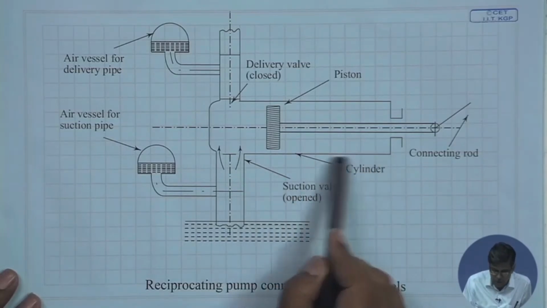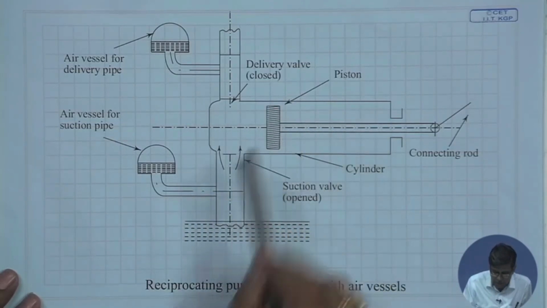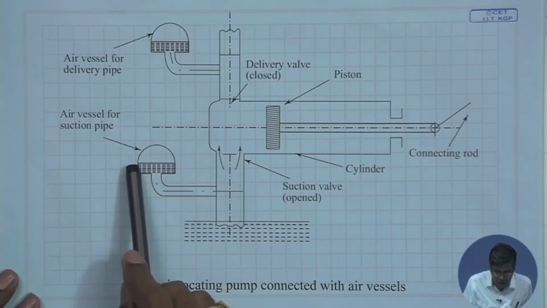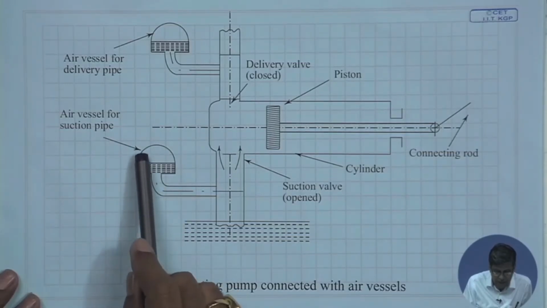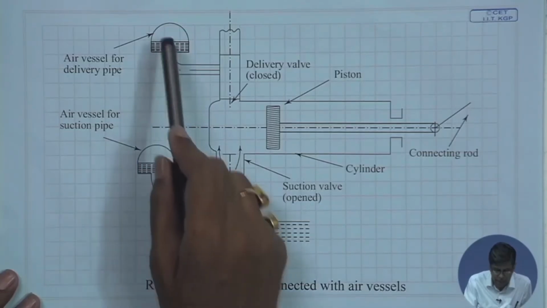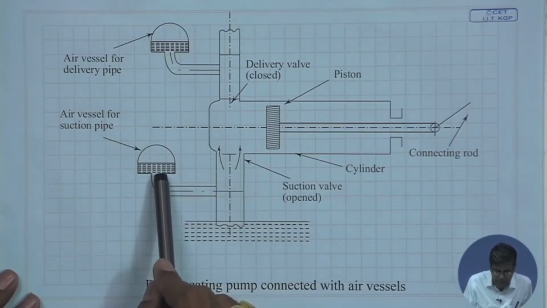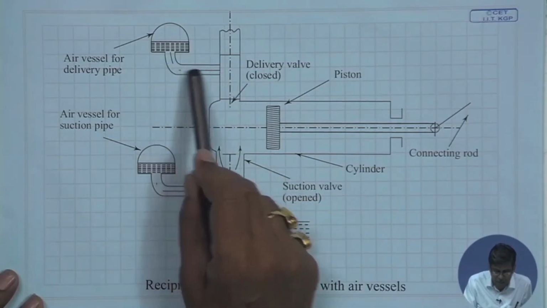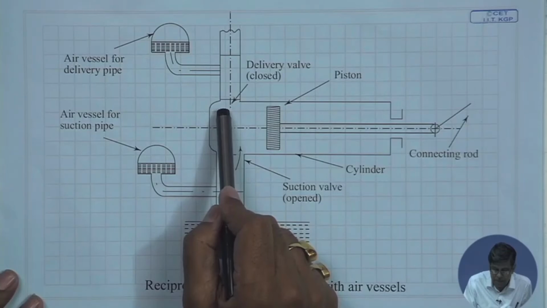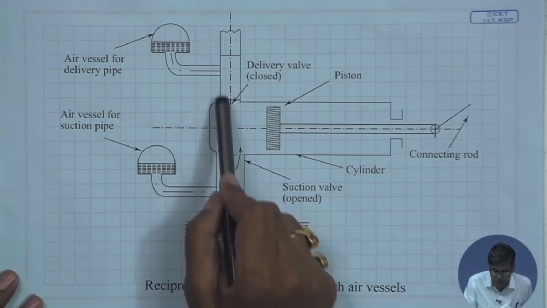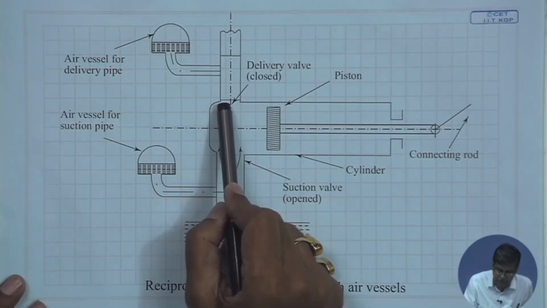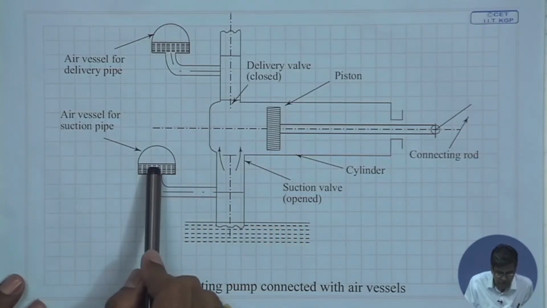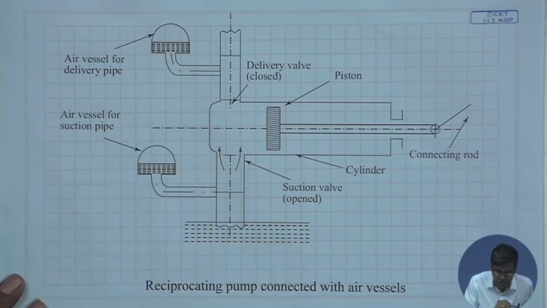How does it look? You see, this is the reciprocating pump. Air vessels are vessels closed on one side, containing water and the air above it, which is at a higher pressure. These air vessels are connected on the suction side and delivery side as close as possible to the pump cylinder. This is the air vessel for the suction pipe. This is the air vessel for the delivery pipe.